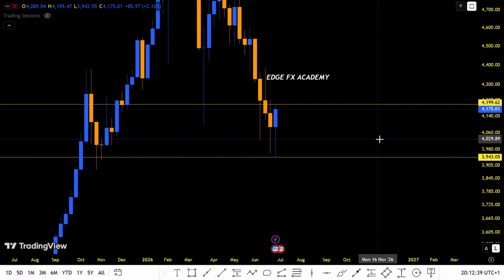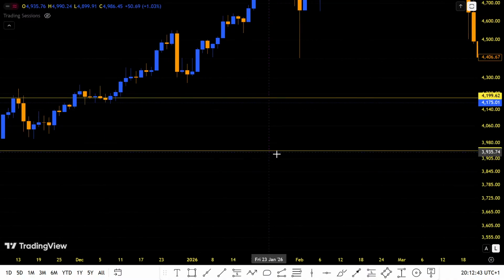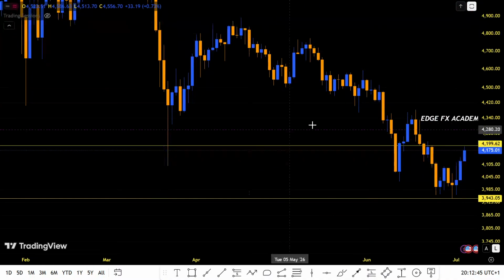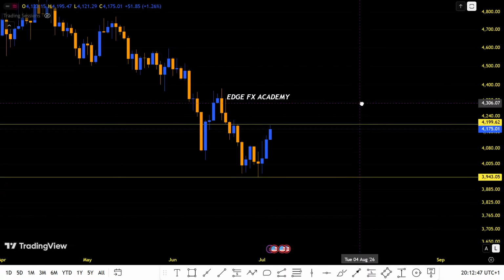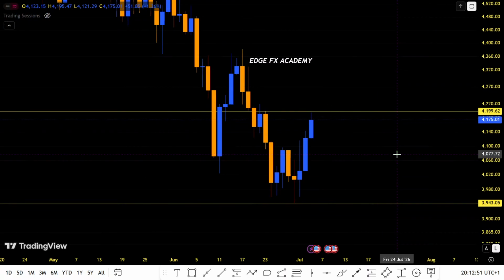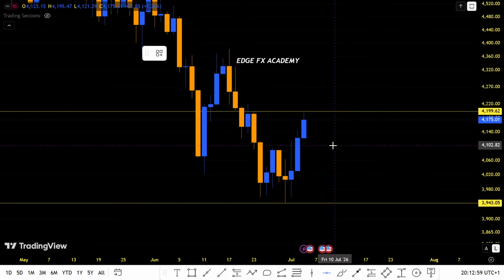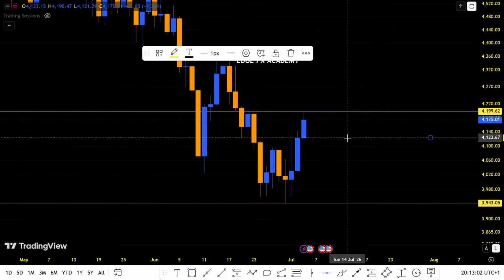Then I move over to what? The daily. Move over to the daily. Just like I did the weekly, I have just one thing to map up here. I want to map out the high and the low of the previous trading days. In this case, it's Friday. This was the low of Friday, and the high of Friday.